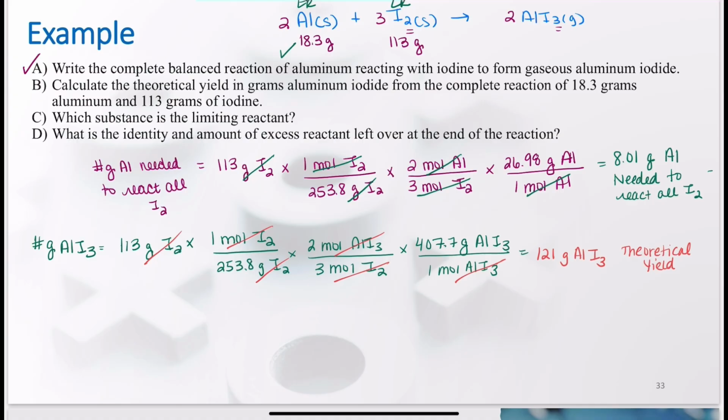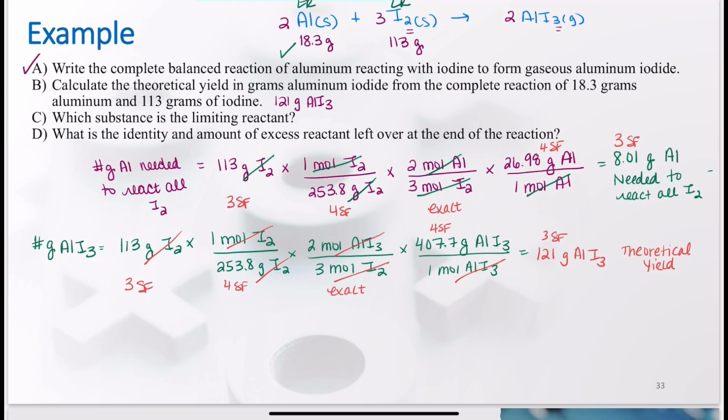Always check sig figs. I always forget to mention that at this point in the semester, but you do have 3 sig figs here, 4 sig figs here. This is exact. 4 sig figs here, so 3 sig figs here. Okay. Well, let's see. We've answered the first one. We've answered the second one. Part B is 121 grams of AlI3.